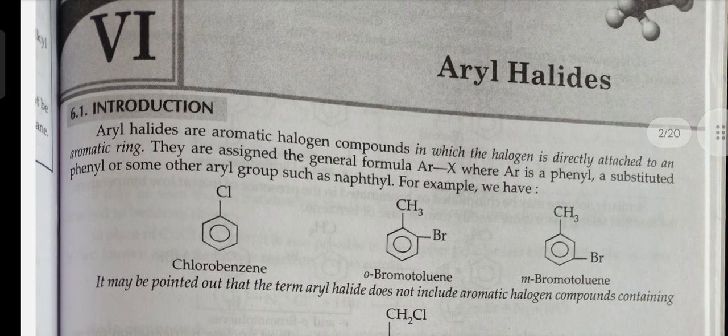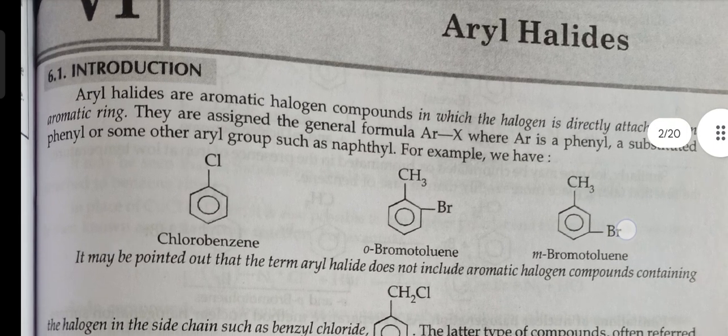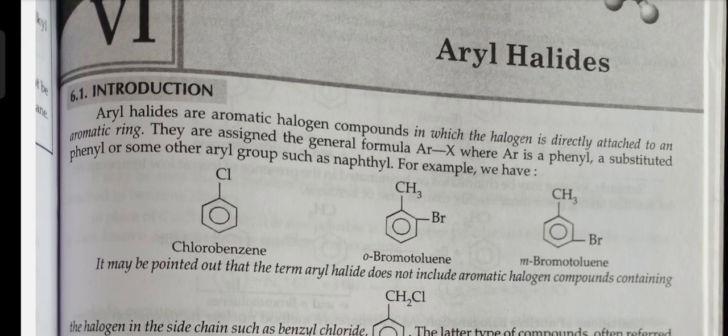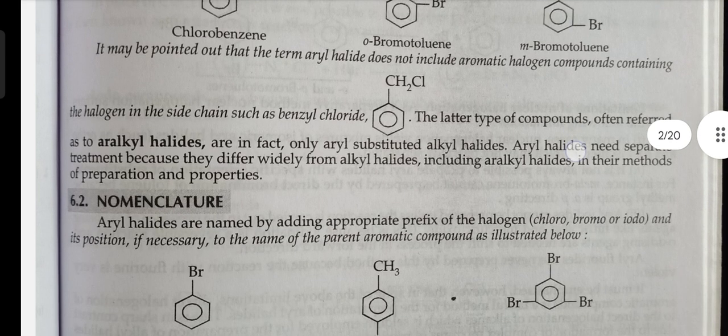Introduction. Aryl halides are aromatic halogen compounds in which the halogen is directly attached to the aromatic ring. They are assigned the general formula ArX, where Ar is a phenyl, a substituted phenyl, or some other aryl group such as naphthyl. For example, we have chlorobenzene, ortho-bromotoluene, meta-bromotoluene, etc.